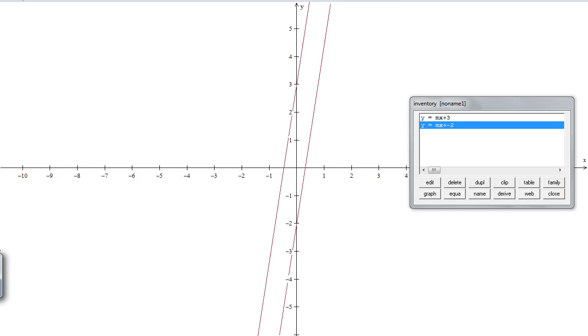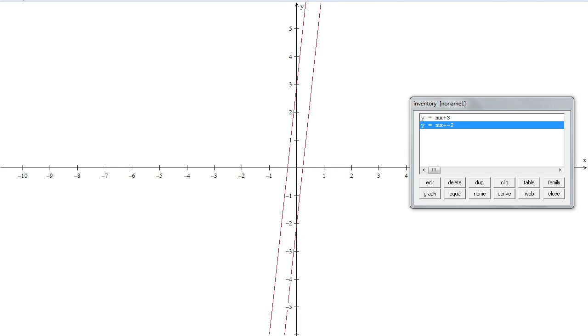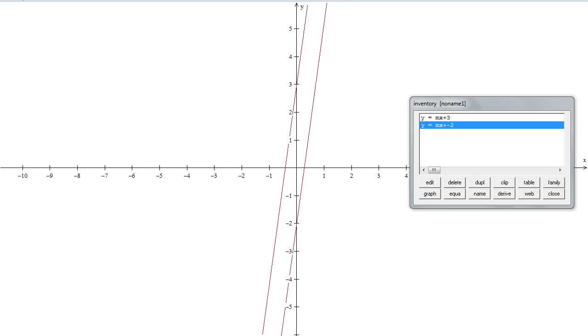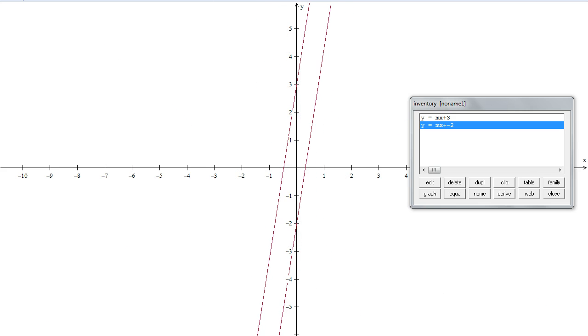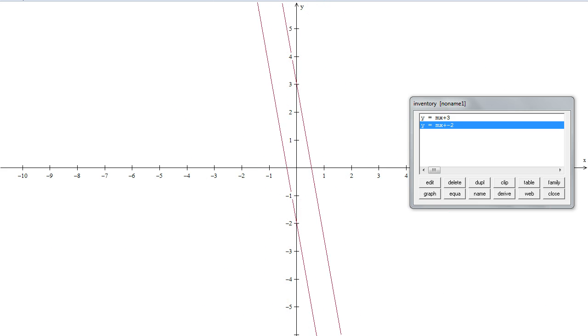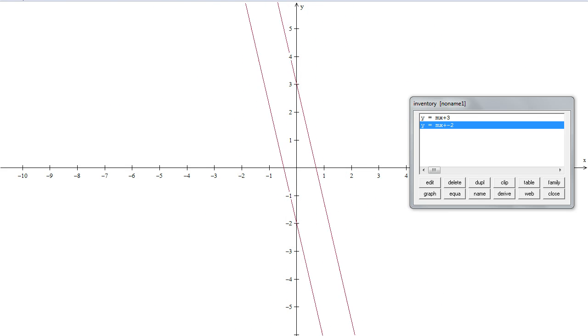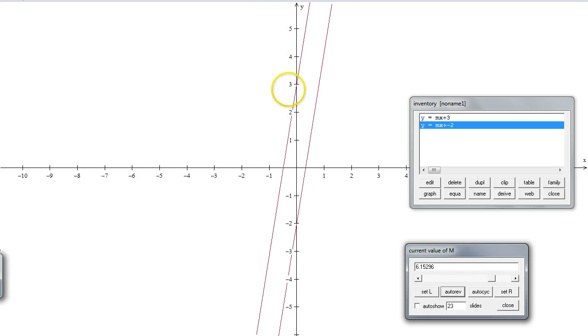I could actually make it move by itself. I could plug in any values of m. Let me slow it down a little bit. What it's doing is plugging in values of m from negative to positive. What's happening though? These two lines remain parallel. Isn't that interesting? So what do you know about two parallel lines? They must have the same slope, but they do have to have a different what? Different y-intercept, because if they have the same y-intercept and the same slope, what? Those two lines are the same line, okay?